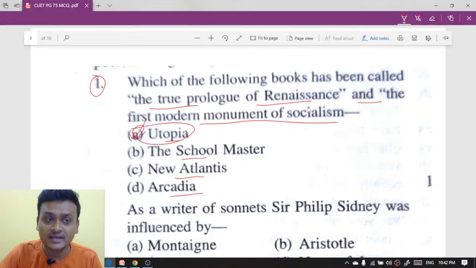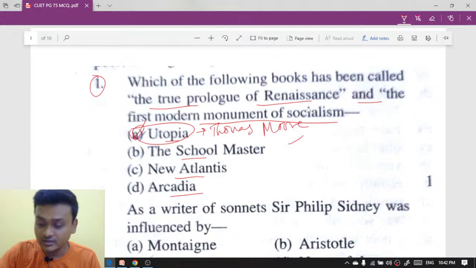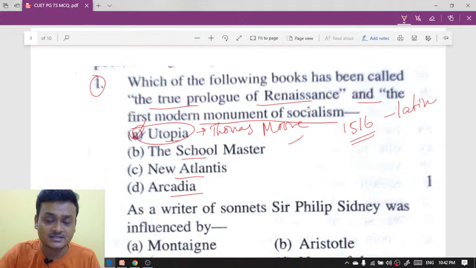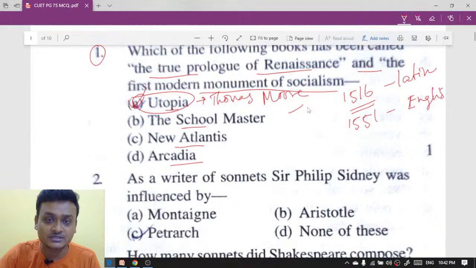Utopia is known as the true prologue of Renaissance and the modern monument of socialism. It was written by Thomas More. For the first time, Utopia was published in 1516 in Latin, and in 1551 it was translated into English by Ralph Robinson.